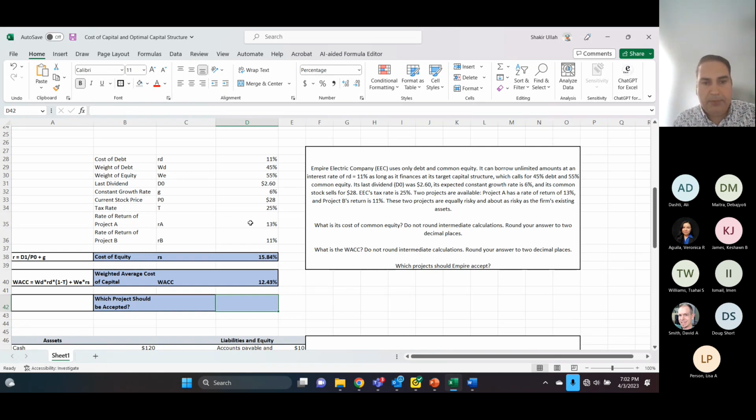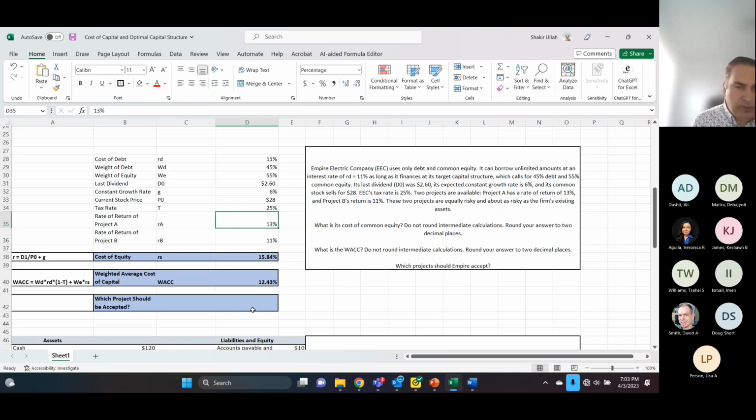That is the last part of the question. Which project should be accepted? Look at the two projects. Project A has a rate of return of 13% and B has 11%. Which one should we accept? A, of course. And why? Because one thing, it is a higher rate, but secondly, and most importantly, project A gives us a rate which is more than our WACC, the weighted average cost of capital, that is the cost of our capital, 12.43%. This project gives us 13%, so it is more than our WACC.